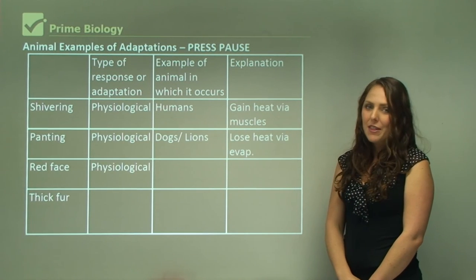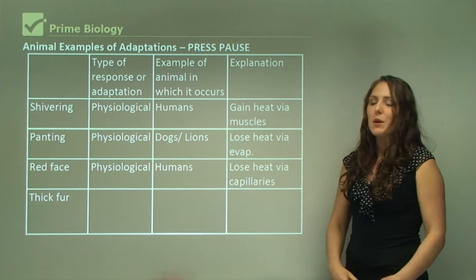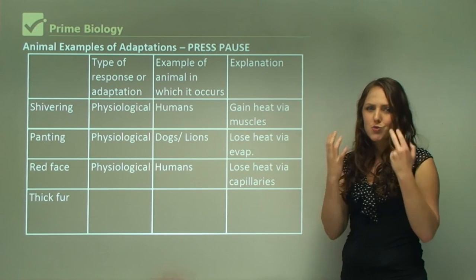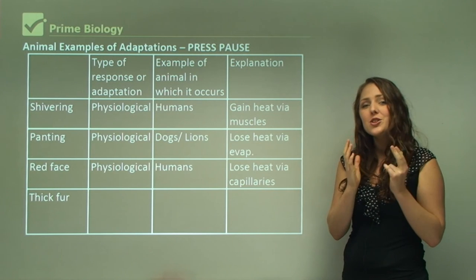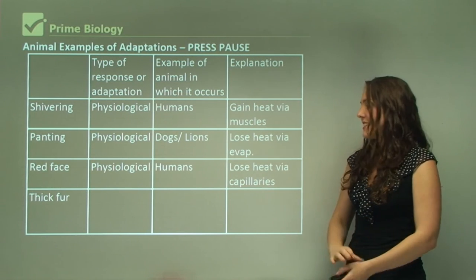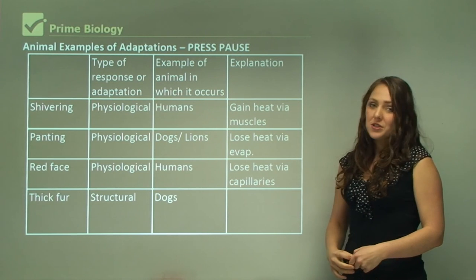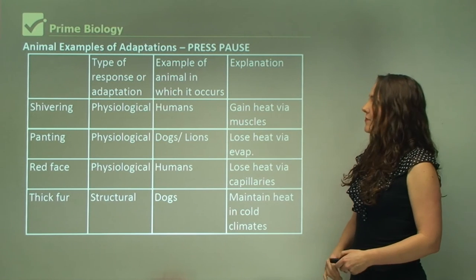Red face, now that one's physiological. It happens in humans, and the reason why is that we lose heat via capillaries. So if you're the type of person that does exercise and turns really red in the face, the reason why is because our capillaries actually rise to the surface and release that heat. Thick fur, it's a structural adaptation. It occurs in dogs, and it maintains heat in cold climates.